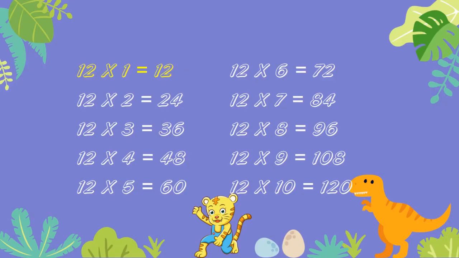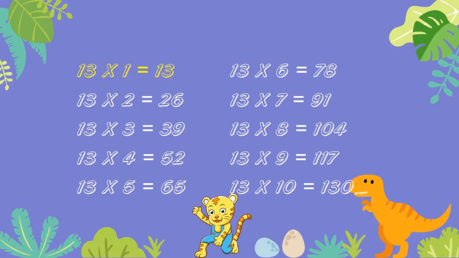12 ones are 12. 12 twos are 24. 12 threes are 36. 12 fours are 48. 12 fives are 60. 12 sixes are 72. 12 sevens are 84. 12 eights are 96. 12 nines are 108. 12 tens are 120.